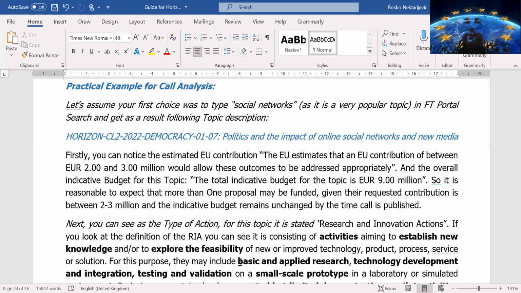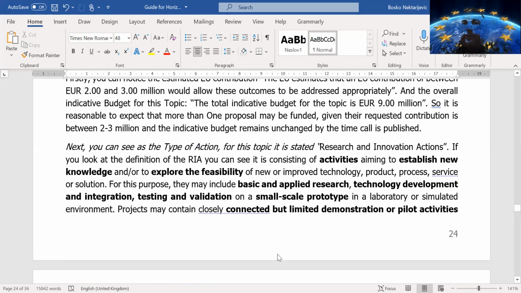And the overall indicative budget for the topic, of course, when you look, is 9 million. So it's reasonable to expect, if the draft is not dramatically changed, that more than one proposal may be funded, given their requested contribution is between 2 and 3 million. Now, next, what you can see is, well, it's written as under type of action. And for this topic, it's stated that it is a research and innovation action.